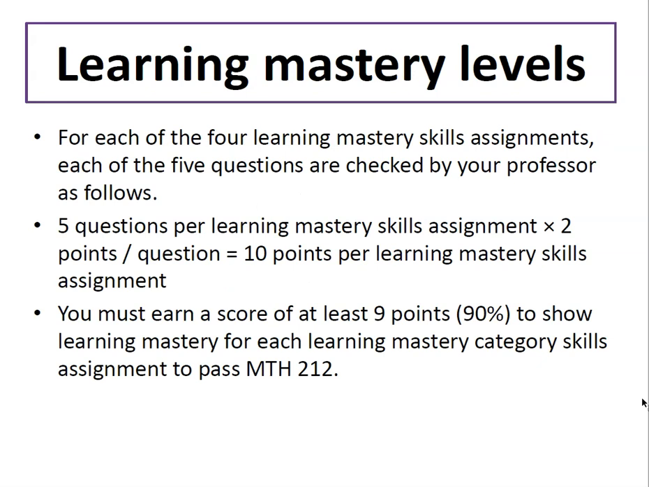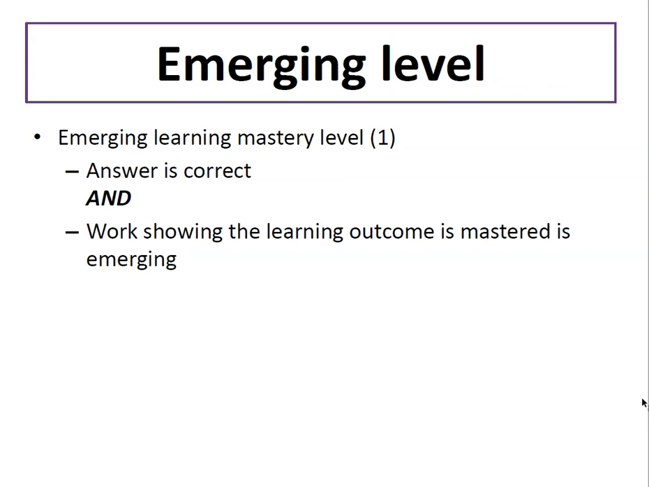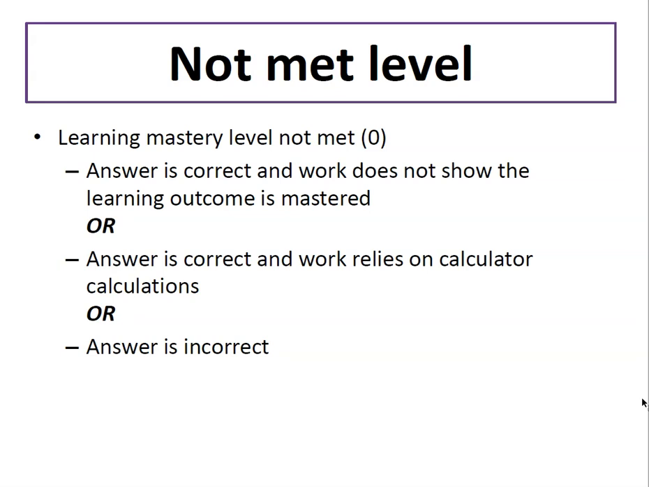For each of the assignments, the 5 questions are checked by your professor as follows. And again, there are 5 questions, 2 points each, 10 points for each assignment, and you need to score at least 9 points. So learning mastery level is the level that you would like to achieve, and that means that your answer is correct and your work shows the learning outcome is mastered and your work does not rely on calculator calculations. Emerging level is the answer is correct and your work shows the learning outcome is emerging. A not met level means the answer is correct and the work does not show the learning outcome is mastered, or the answer is correct and the work relies on calculations from a calculator, or the answer is incorrect.